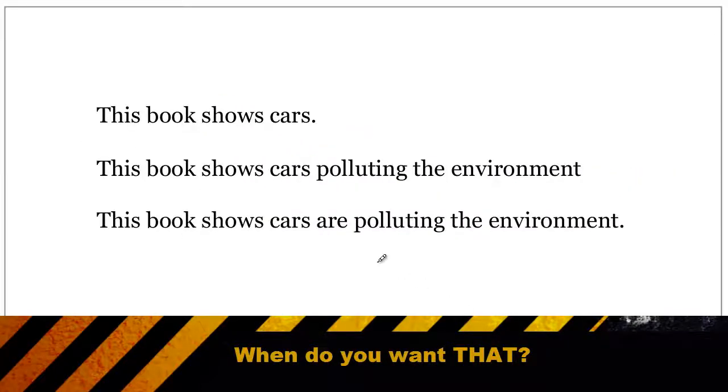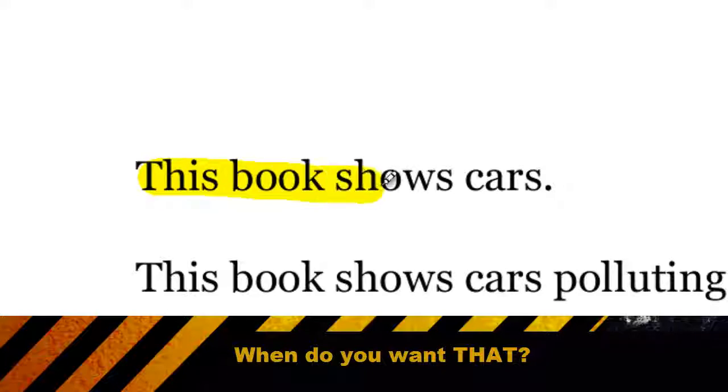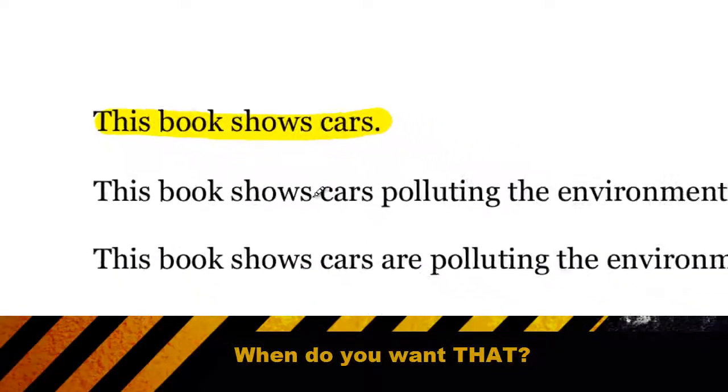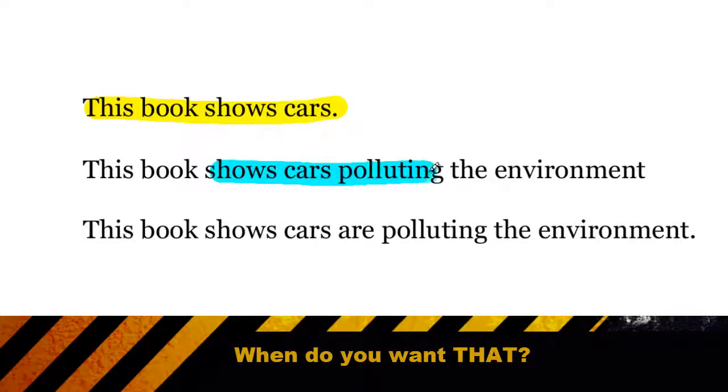Let's look at one more example. In this sentence, "this book shows cars." That's a complete sentence. And I guess we could visualize that the book is something like a book a child would read, where it just has pictures of cars. Now let's look at the two following sentences, where we have "a book that shows cars polluting," and then "a book that shows cars are polluting." In the bottom sentence, we have this extra verb, "are."